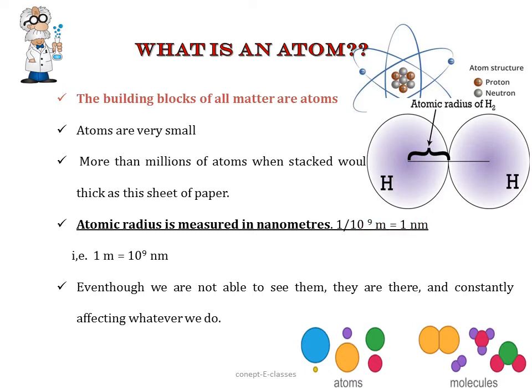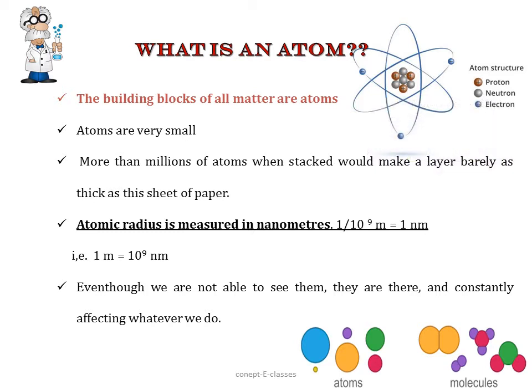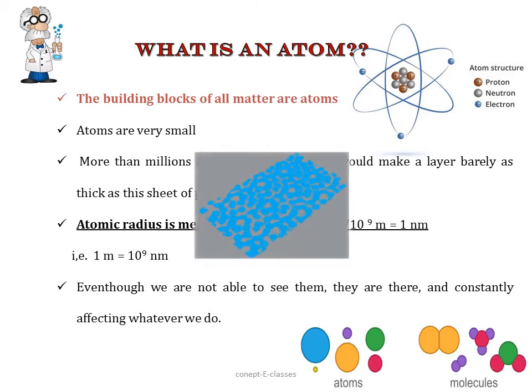It's very small. So if it's so small, why should we care about them? That might be the next question. That is because even though we are not able to see them, they are there, and they are constantly affecting whatever we do. Now, through modern techniques, we can produce magnified images of the surface of elements showing atoms. See here, this is an image of the surface of silicon, and through that we can see atoms.